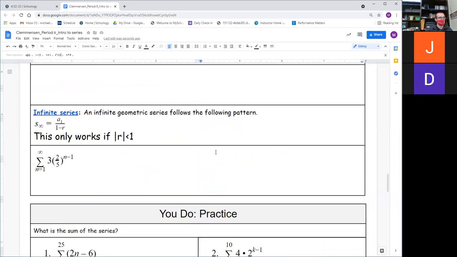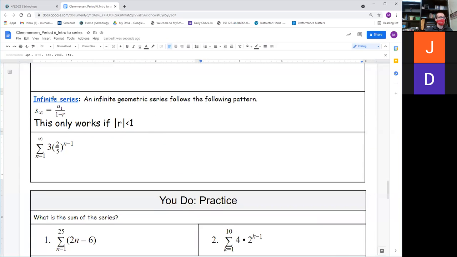Let's move down into our last new little thing. Infinite series. An infinite geometric series follows the following pattern when I'm trying to find the sum. S sub infinity equals a sub 1 over 1 minus r. And there's some specific reasons on why this is true from above. If you ever want to find out exactly why, let me know, and I will show you the reason. It does take some math that we have not gone over yet to really understand it, but it's not too hard to understand.